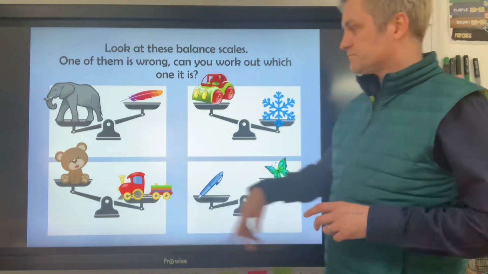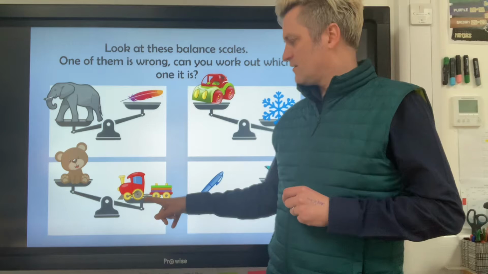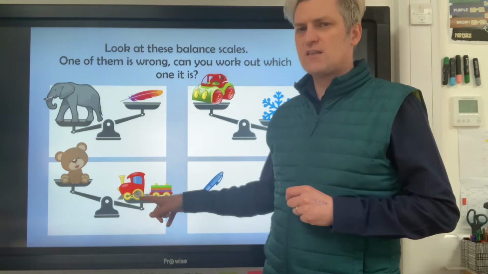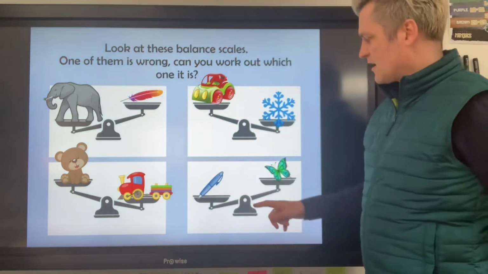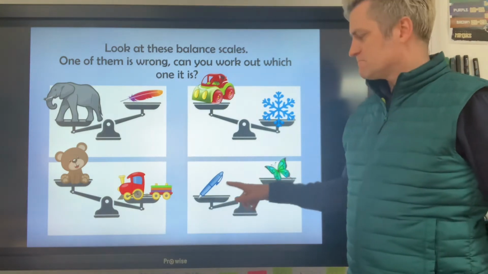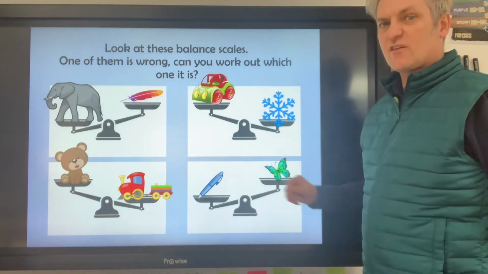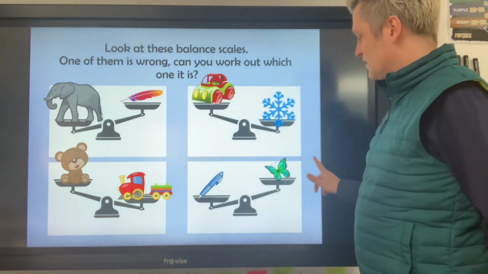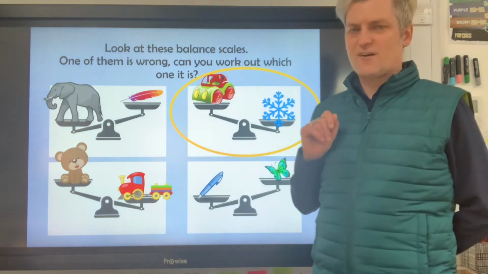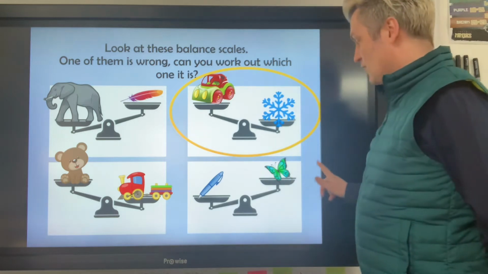I'll come back to that one. Here we are down here. We've got a teddy bear and a toy train. Is the toy train heavier than the bear? Is the bear lighter than the toy train? We've got the last one here. I've got a pen and a butterfly. Is the pen heavier than the butterfly? Is the butterfly lighter than the pen? Here's the answer. I think it's this one, look. I think a snowflake isn't very heavy at all, and that car should be there instead. What do you think?